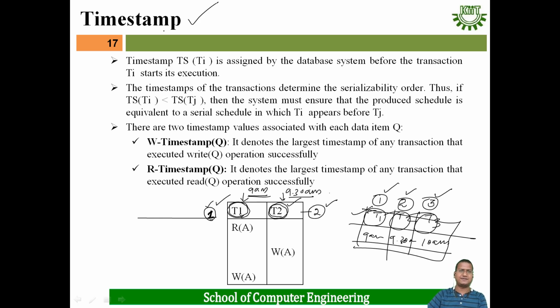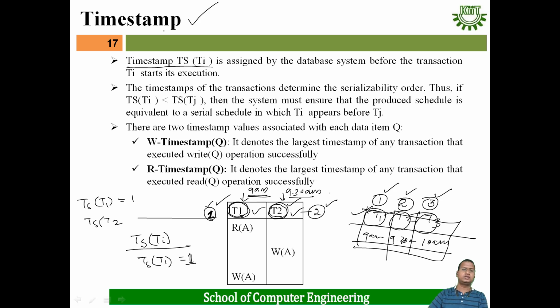And what is a timestamp? Timestamp TS of Ti. Generally, the timestamp of a transaction is represented by the symbol TS, so TS of Ti means the timestamp of transaction Ti. Suppose I assign a timestamp to T1, then I can write timestamp of T1 is equal to 1. And every transaction has only one timestamp. Suppose in this case two transactions are there, T1 and T2. Here TS of T1 is equal to 1 and TS of T2 is equal to 2. Every transaction has one timestamp.